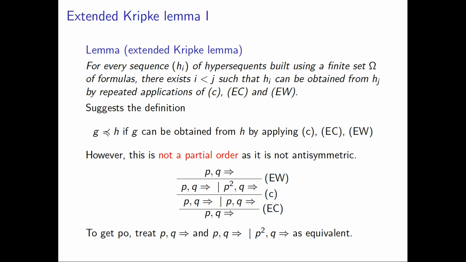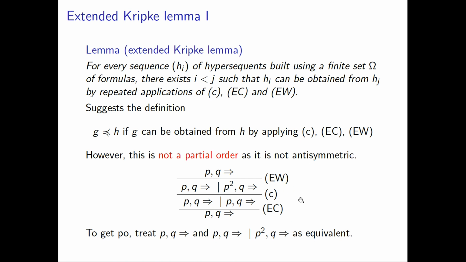Next, on to the extended Kripke lemma, where we want to say, given a sequence of hypersequents built using a finite set of formulas, that there exists some element of the sequence such that it can be obtained from a later element by applying internal external contraction or external weakening. So at this point it would be tempting to define the relation simply as being obtainable using these rules. Unfortunately, this is not a partial order, as it is not antisymmetric.